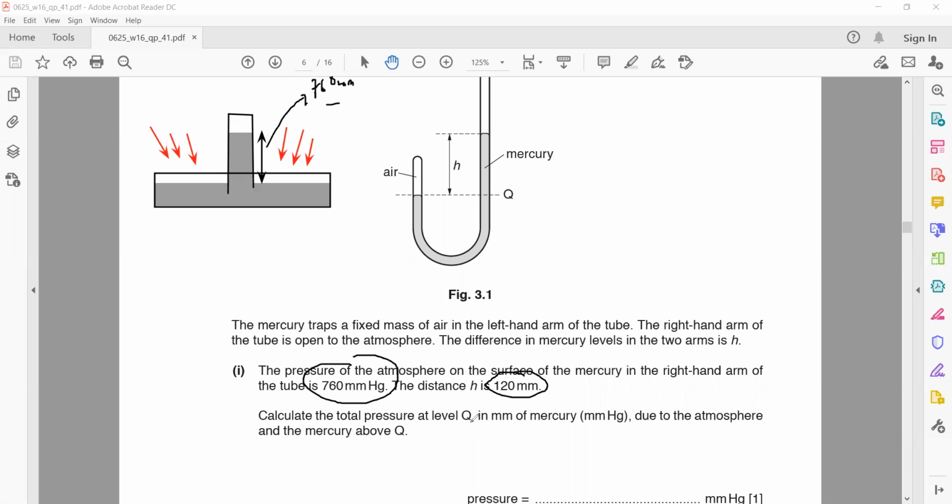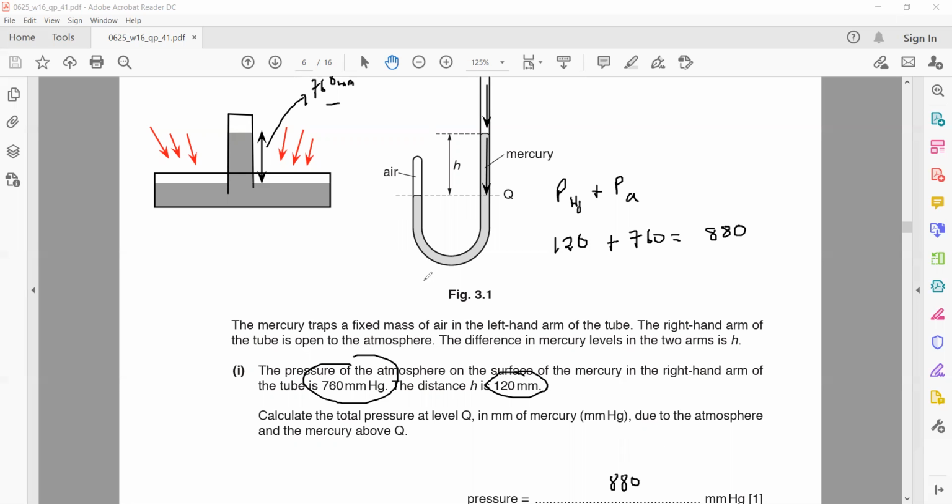Calculate the total pressure at level Q in millimeters of mercury due to the atmosphere and the mercury above it. Above Q, there's mercury, so there's a pressure due to mercury and a pressure due to atmosphere. So at this point, the pressure is the pressure due to mercury plus the pressure due to atmosphere. The pressure of the mercury because of this height is 120 millimeters and the pressure of the atmosphere is 760 millimeters. When we add the two values, we get 880 millimeters of mercury.